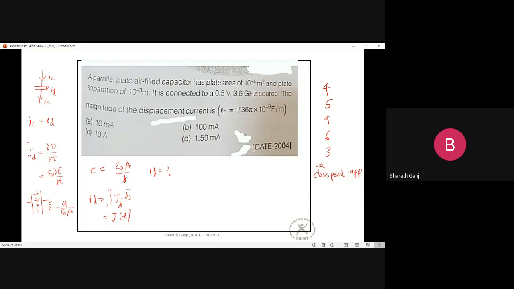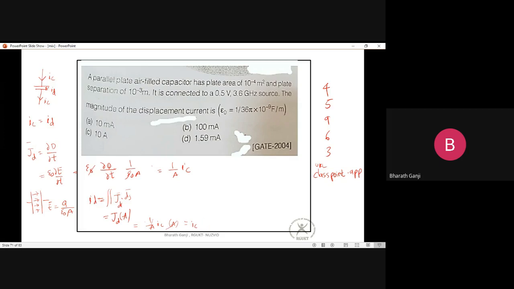So here it is JD times area. What is JD? JD is epsilon naught times dou E by dou t. Substituting the electric field in this expression, it is epsilon naught times dou Q by dou t divided by epsilon naught times area. Epsilon naught cancels out, so this is equal to 1 by A times dou Q by dou t. Q is the charge on the plates, so the rate at which the charge on the plate changes is what we call the conduction current IC. Substituting this JD, it is 1 by A times IC into area. If I cancel out, you see that IC is equal to ID.